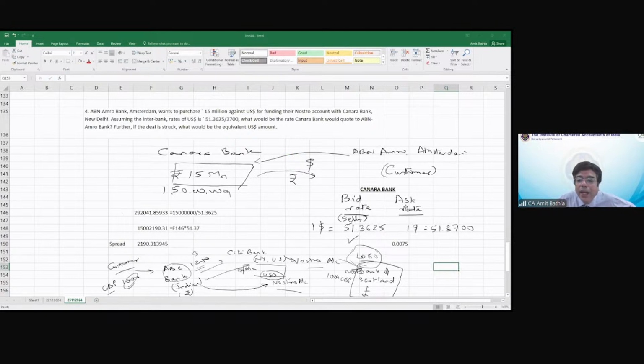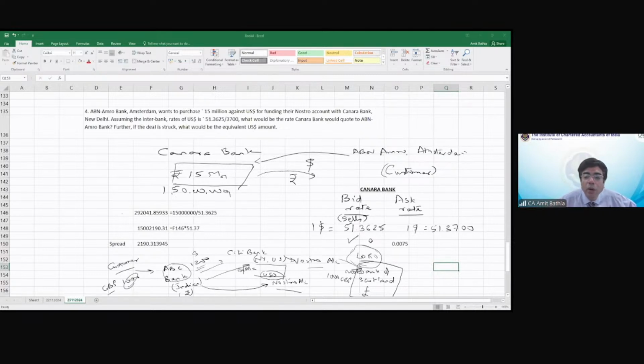This bid rate and ask rate is about what? You are selling over here what? You are selling dollars, right? And the bank is buying dollars. You don't want to buy dollars, you essentially want to sell dollars. ABN AMRO Bank, what is it doing? It is selling, right? It is a customer which is selling US dollars. So that is the reason Canara Bank will buy it at 51.3625.